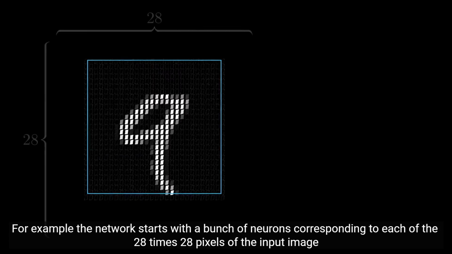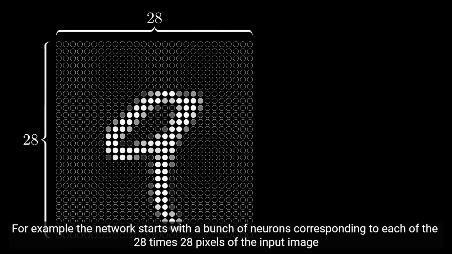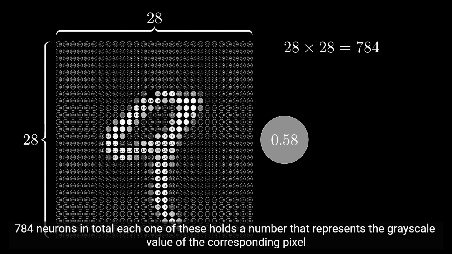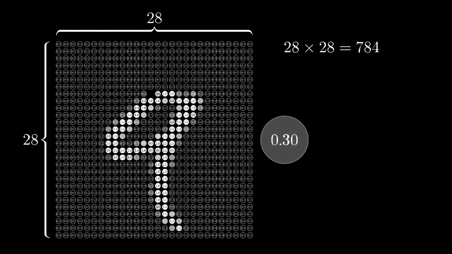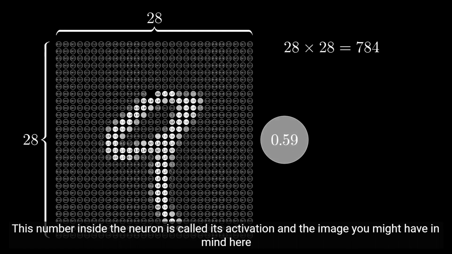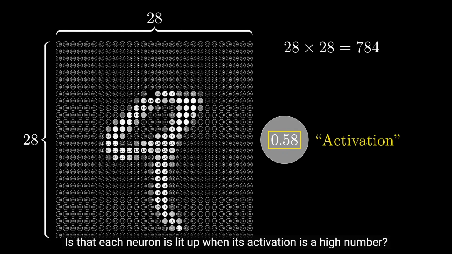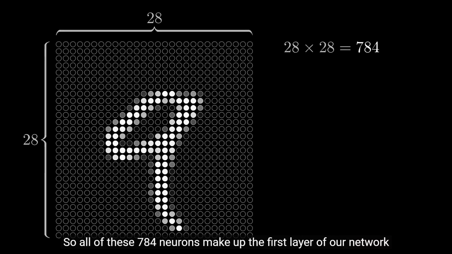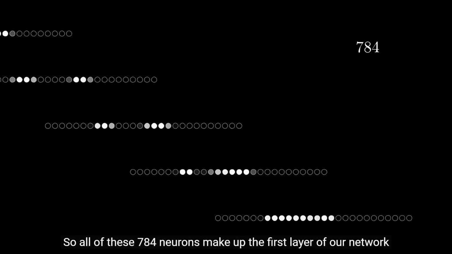For example, the network starts with a bunch of neurons corresponding to each of the 28 times 28 pixels of the input image, which is 784 neurons in total. Each one of these holds a number that represents the grayscale value of the corresponding pixel, ranging from 0 for black pixels up to 1 for white pixels. This number inside the neuron is called its activation, and the image you might have in mind here is that each neuron is lit up when its activation is a high number. So all of these 784 neurons make up the first layer of our network.